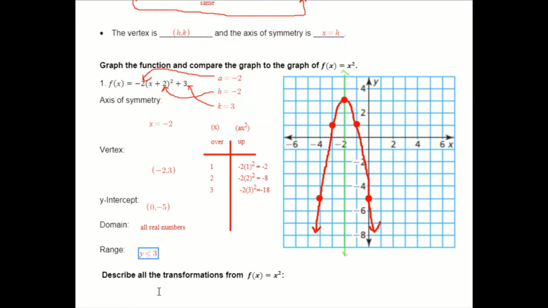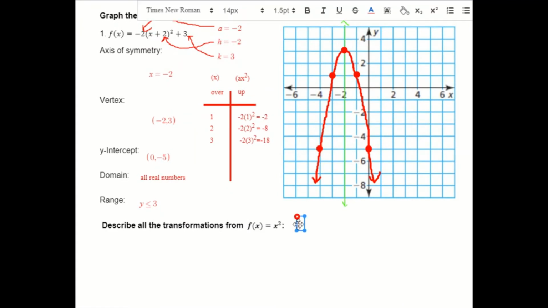So when we're trying to describe the transformations, this is also kind of a review of what we did last time. We've got a total of 3 transformations here. The first one is a shift to the left, so it's a translation, which is what shift basically means. Translation 2 units left. Then we have a vertical stretch, and by a factor of 2, okay.